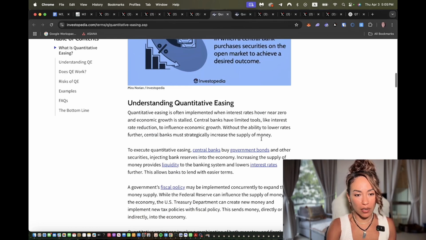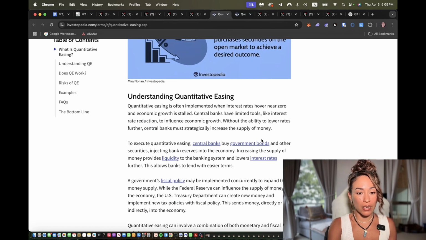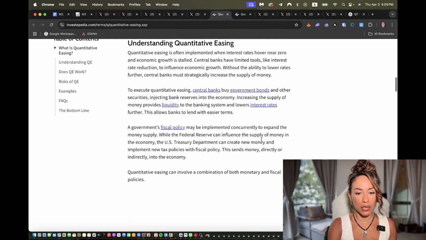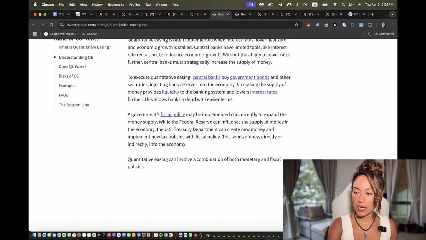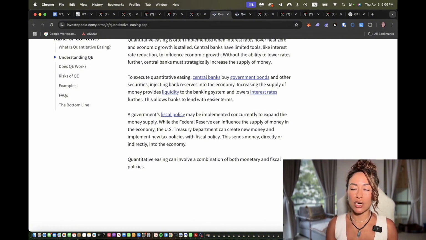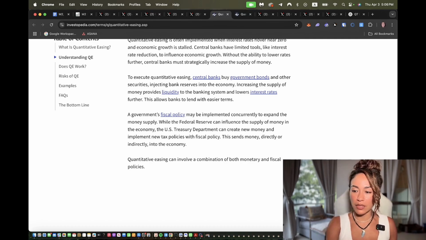So it's quite long and extensive here. You can go read more about it on your own, but that's essentially what quantitative easing is. So some key takeaways: it boosts the global money supply, it lowers rates, it creates a risk-on environment where investors pile into assets like stocks, crypto and commodities. And it basically just makes borrowing cheaper.